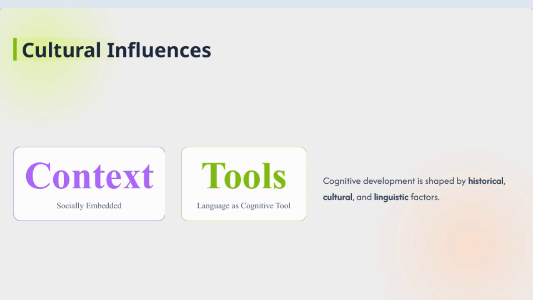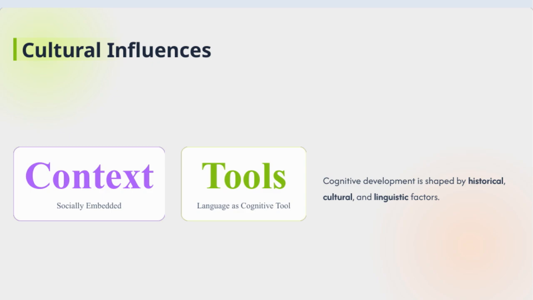It's not just about communication. It's a tool that actively influences our mental processes. Now, these tools are socially embedded, meaning they develop within a social context. Our interactions with others, the environment we grow up in, and the cultural norms all play a part in shaping how we use and develop these cognitive tools.